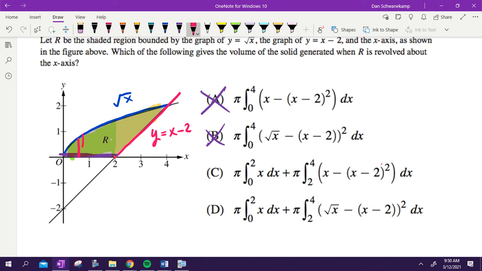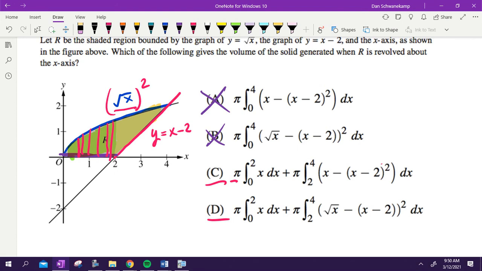So this would be my radius as I go around. We go from top line to bottom, top to bottom, top to bottom. So it is going to be square root of x minus 0. It's pi r squared. So square root of x squared is going to get me x. So pi integral from 0 to 2 of x. Both C and D are good for that first one.